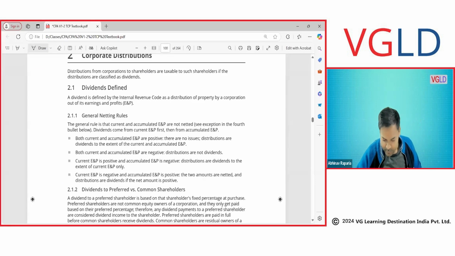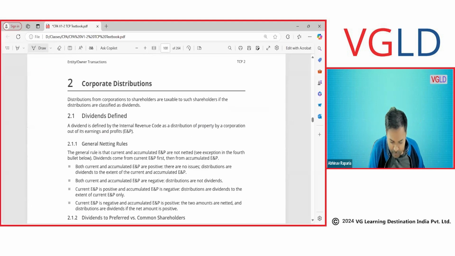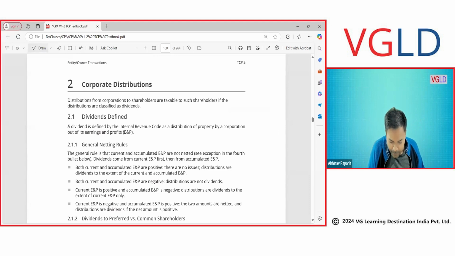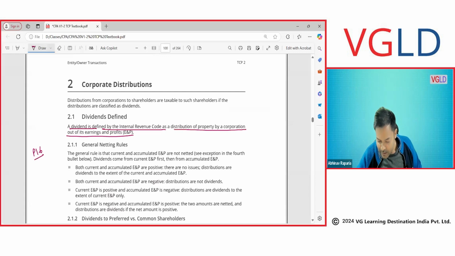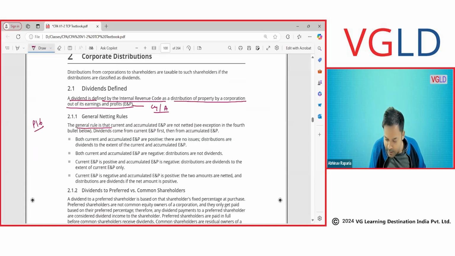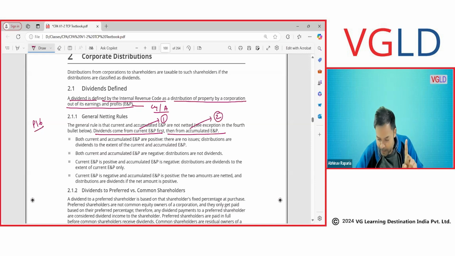Page number 16, everyone. A dividend is defined by the IRC as a distribution of property by the corporation out of the earnings and profit. When I say earnings and profit, it includes both current year and accumulated. Now let's see. The general rule is that current year and accumulated are not netted. I'll talk about when that is. Dividend should come from current year first. That means 1. Then from the accumulated. That means 2. Is that okay?